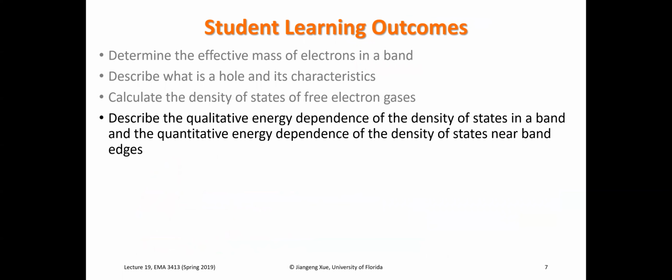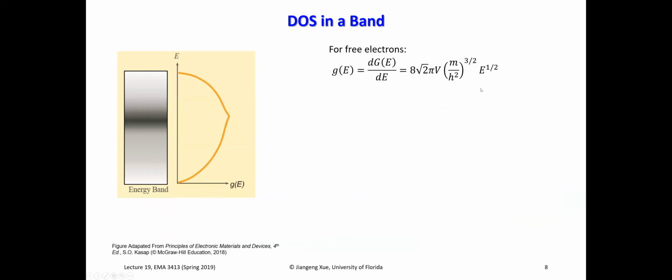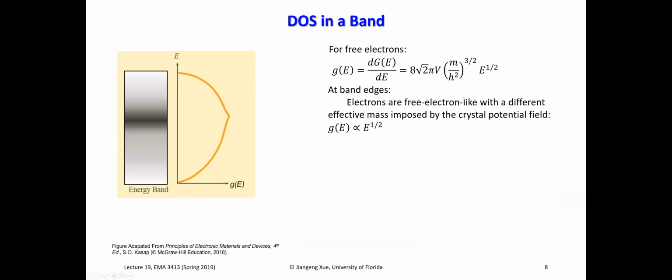So the last student learning outcome is to describe the qualitative energy dependence of the density of states in the band and the quantitative energy dependence of the density of states near band edges. For the density of states in the band, we have this free electron density of states, which goes by E to the 1/2. But obviously, when we go to a specific band, the distribution of the states on the energy scale will be different. But at the band edges, we can use the free electron-like approximation.